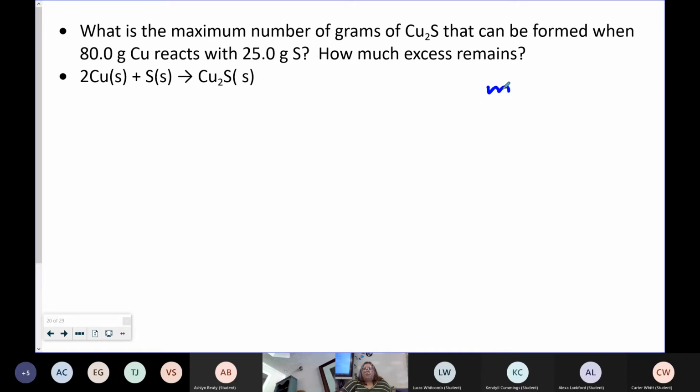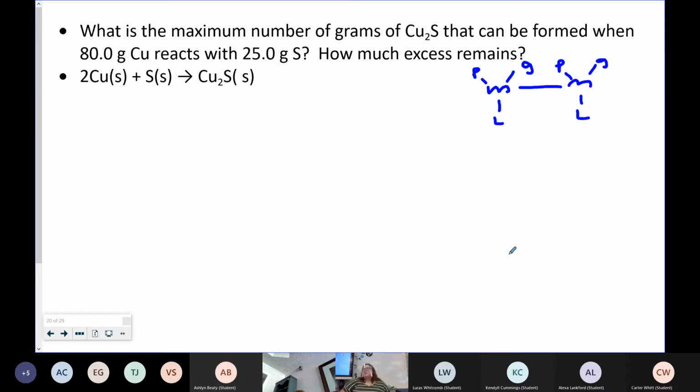I'm going to draw our little double roadmap. So moles can be converted into particles, grams, or liters. And remember, we can convert that into moles of another substance, which can be converted into particles, grams, or liters.